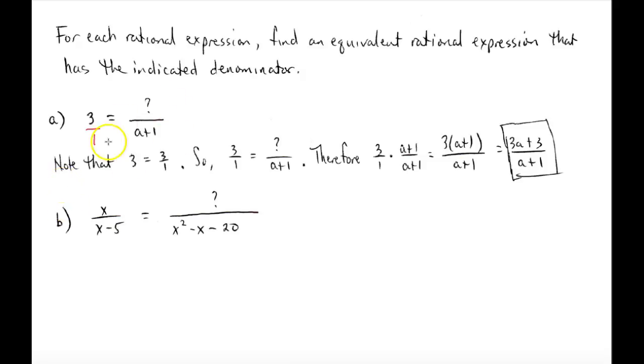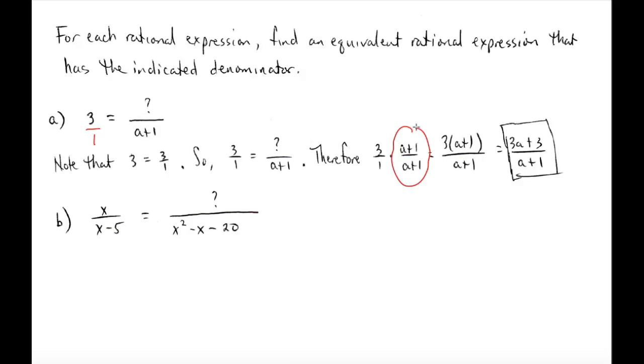And so we need to find a common denominator between 1 and a plus 1, which is just a plus 1 in this case. So essentially all we're doing is multiplying our fraction 3 over 1 by a plus 1 over a plus 1. And then hence we get our equivalent polynomial fraction, or said more properly, our equivalent rational expression.